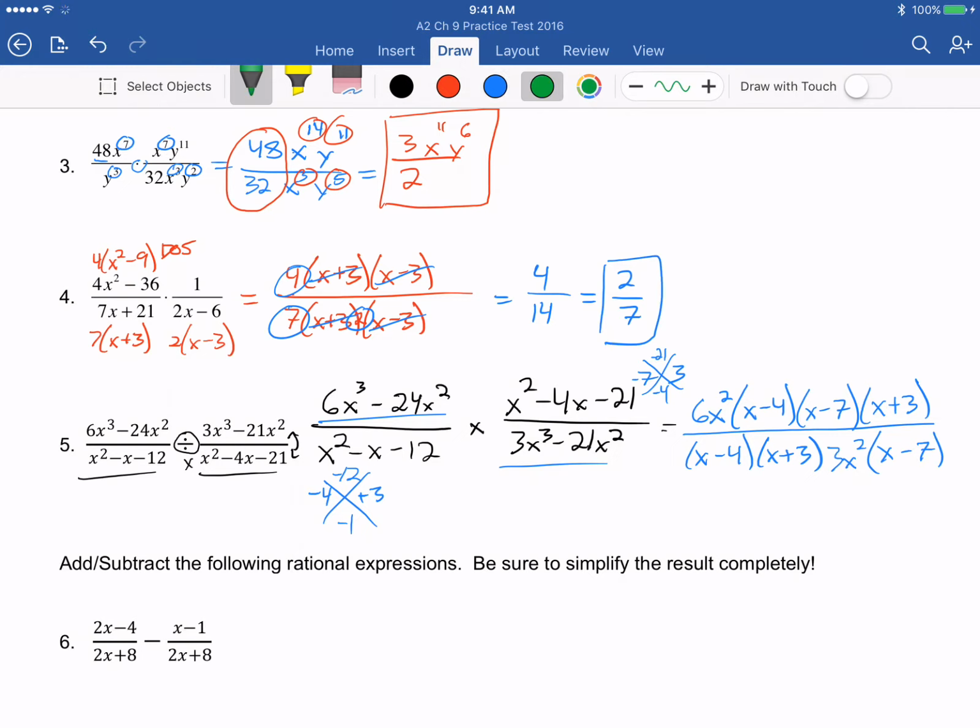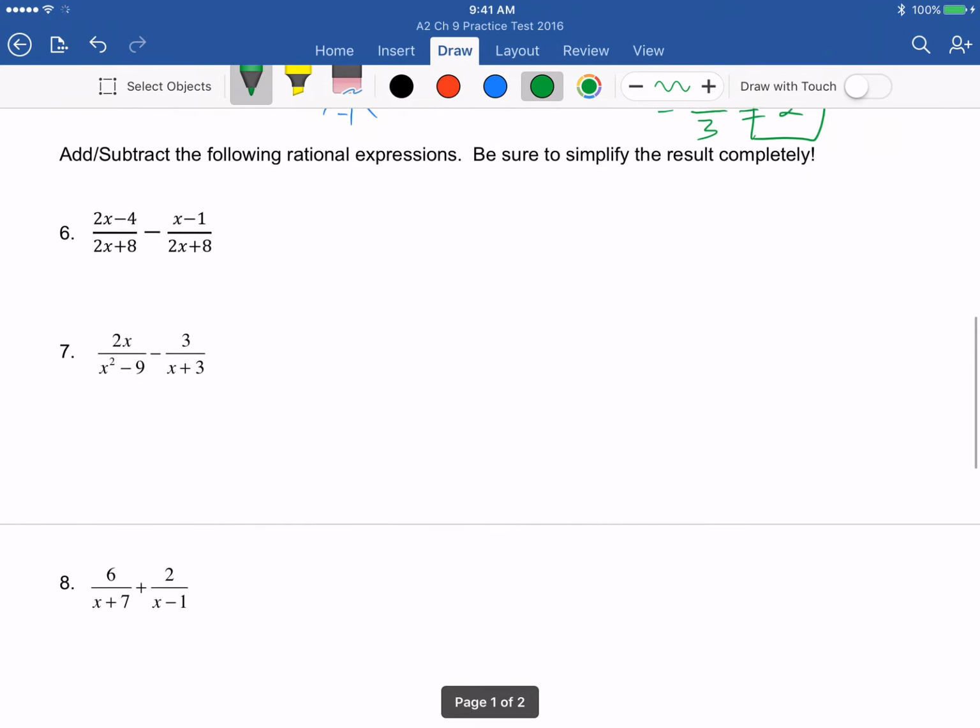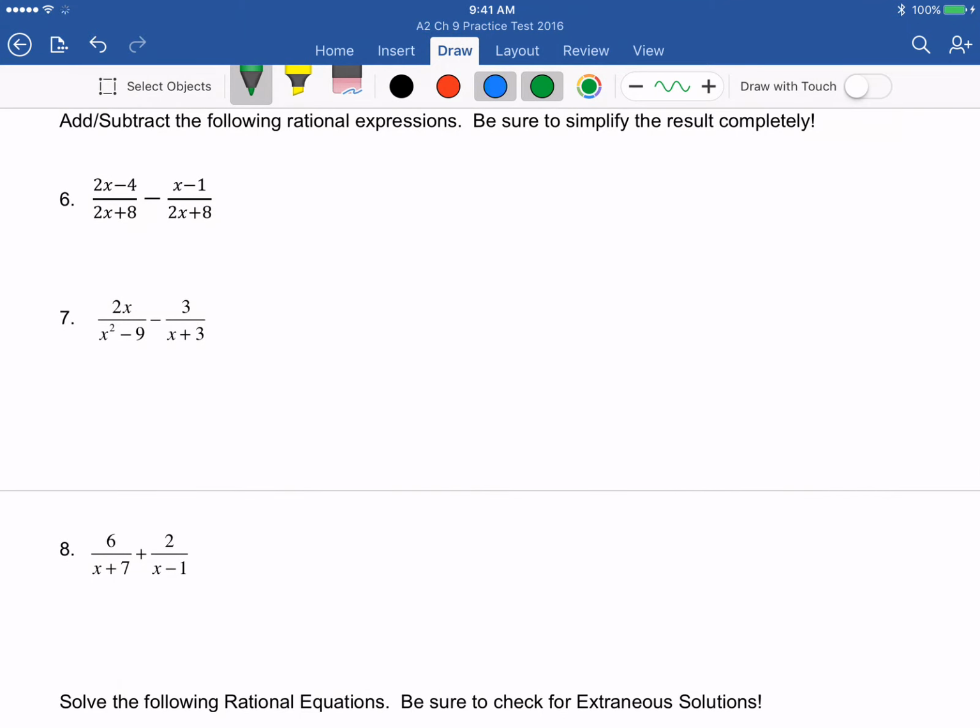So now going through and canceling out what I can. I cancel out the x minus 4, I can cancel out an x minus 7, and I cancel out an x plus 3. So I'm left with just the 6x squared and 3x squared. So if I actually look here, these x squareds cancel out with these x squareds, and I'm left with 6 over 3, which obviously simplifies to just 2 there. So just 2 for that one. No x's left.